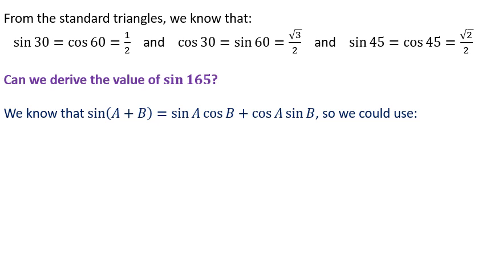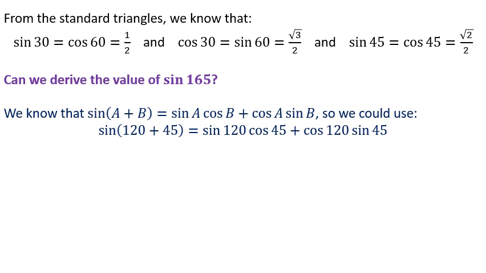Now, the trick here is that we want sine of 165, but what we have is other angles. We've got 30, 60, 45. There's a few others that I've not included that are probably more obvious. Sine and cos of 0, sine and cos of 90 degrees, things like that. So if you find there are others that you can construct, then feel free to use those. I've gone with 120 and 45 because sine of 120 is an angle I can generate because I know sine of 60. 45 is an angle I already know from the half a square standard triangle.